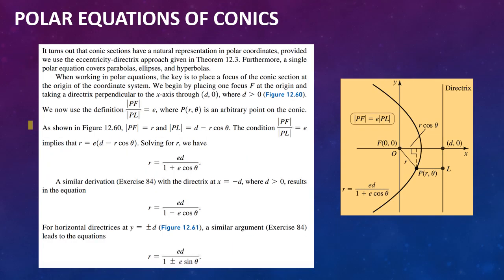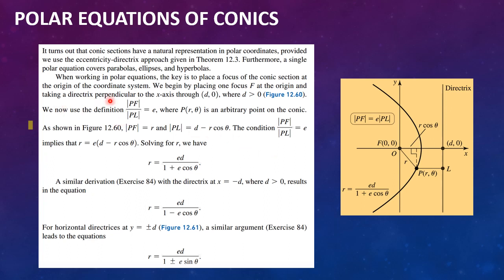So it turns out that conic sections have a natural representation in polar coordinates, provided we use the eccentricity directrix approach that we just used in the last example, and that was given in Theorem 12.3. Furthermore, a single polar equation covers parabolas, ellipses, and hyperbolas. When working in polar equations, the key is to place a focus of the conic section at the origin of the coordinate system. Okay, so our focus now is at the origin.